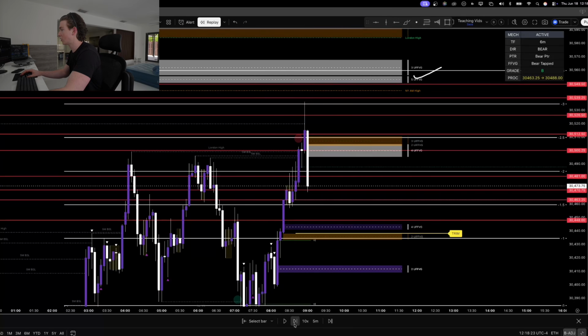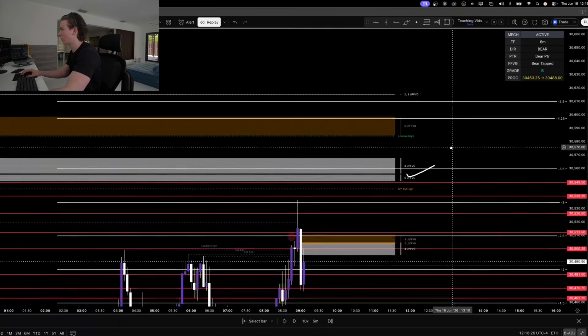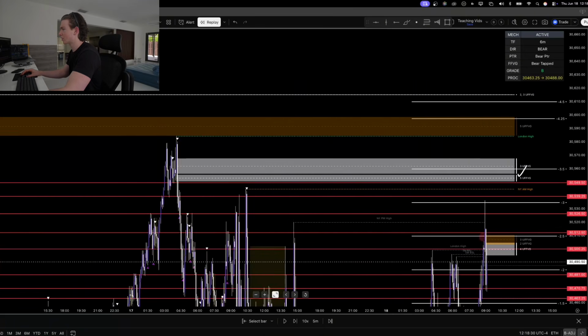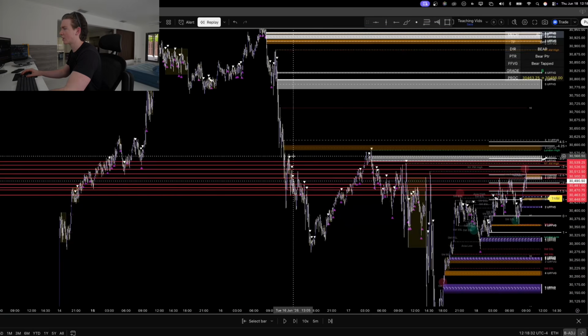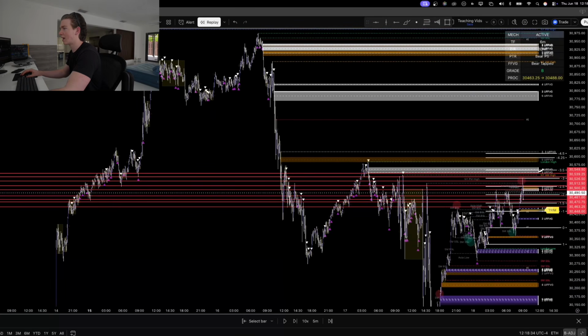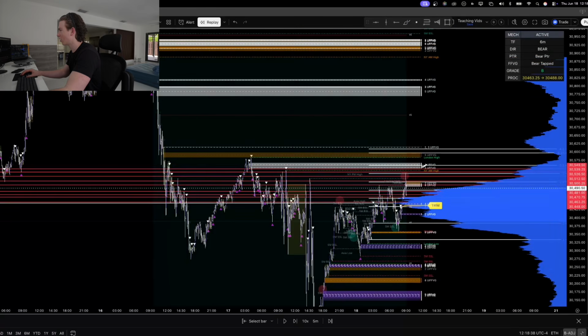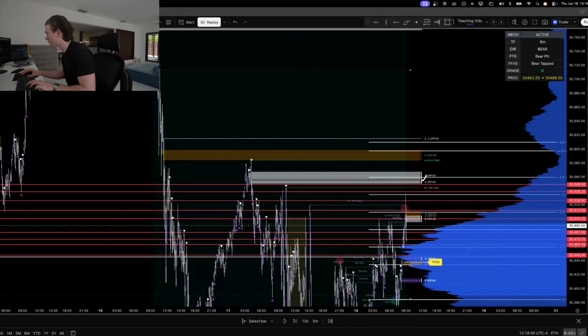We might actually need to increase our viewing distance here. We might need to throw more low volume nodes in here. This is why at the start of a session, it's always a really good idea to do this ahead of time, so you're not like me. Just have them already set up and ready to go. We have a couple in here that we can use.